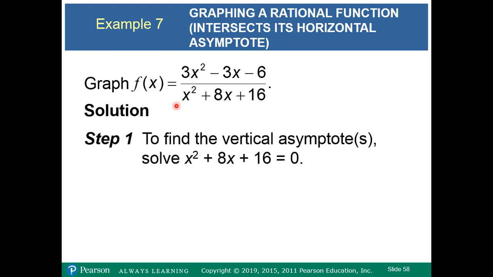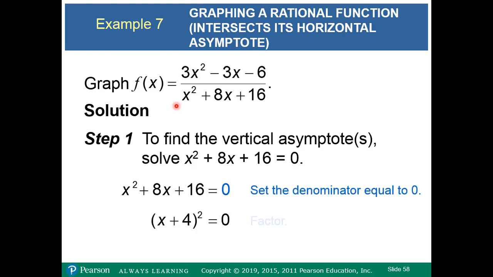Okay, so to find the vertical asymptotes, we're going to solve for x squared plus 8x plus 16 equals 0. And so we get (x plus 4) squared is 0. So x equals negative 4.